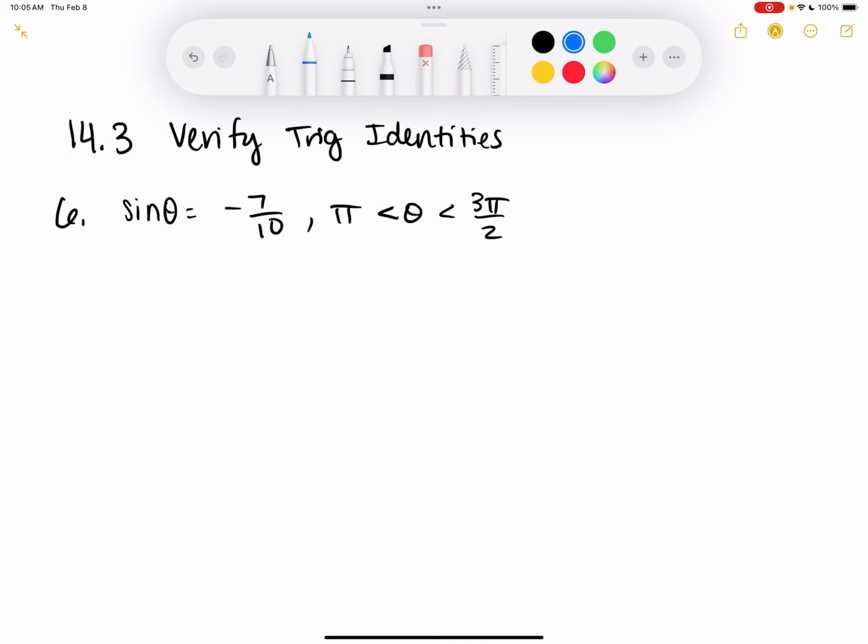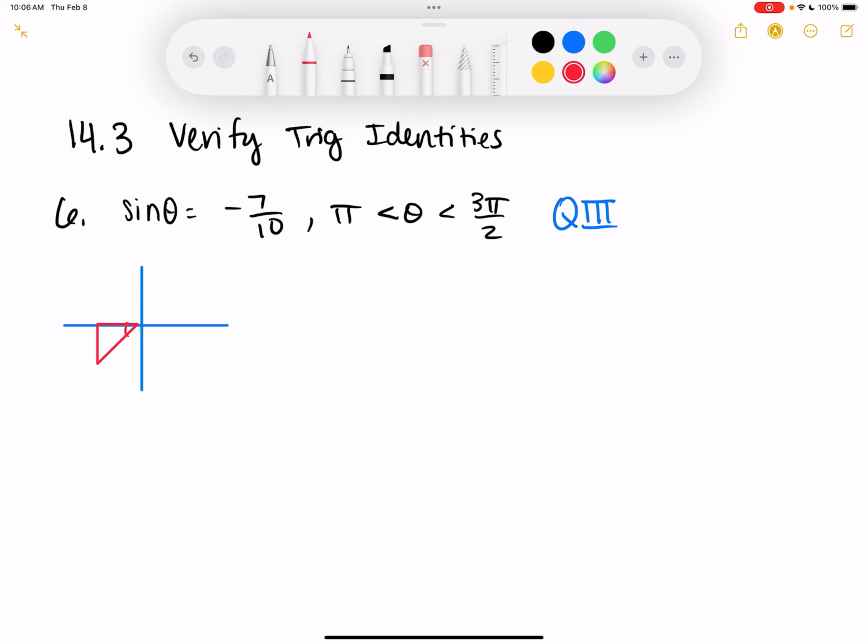So I'm going to set this up and see where it falls. Now, what quadrant would this be in? Where's pi to 3π/2? Yep, this is going to be in quadrant 3. So it's going to be down here. So that's my theta there.